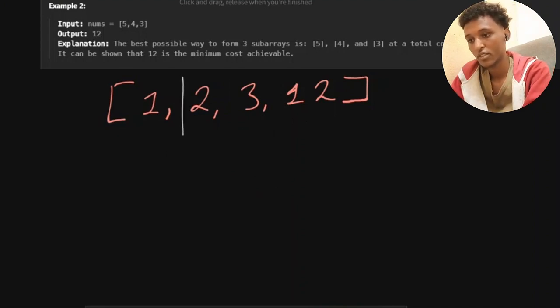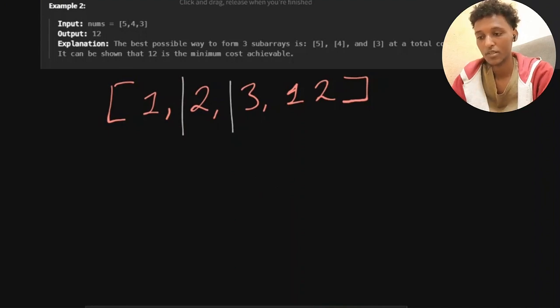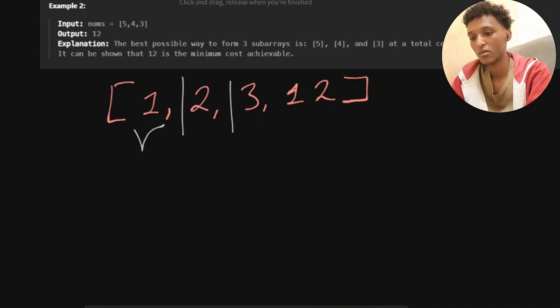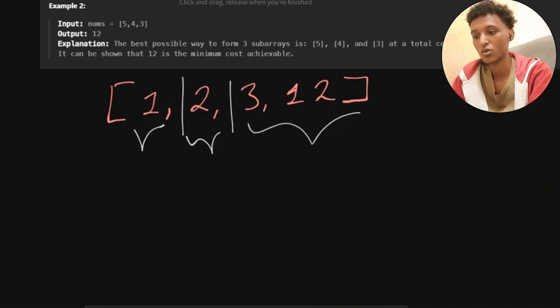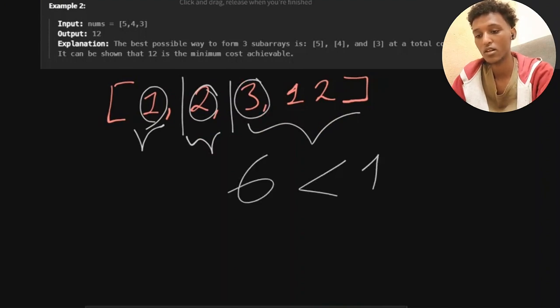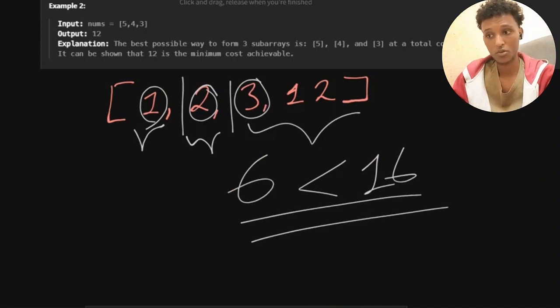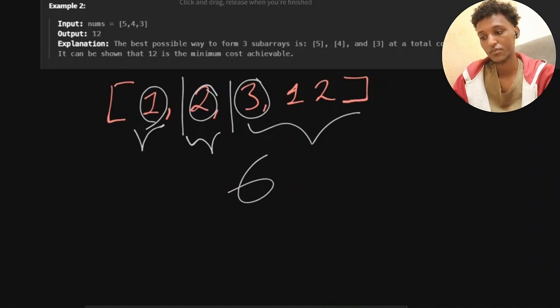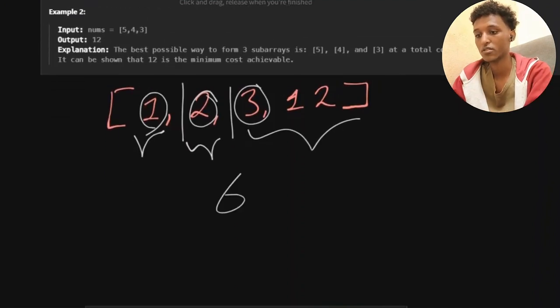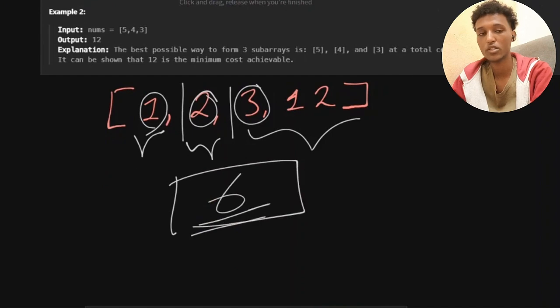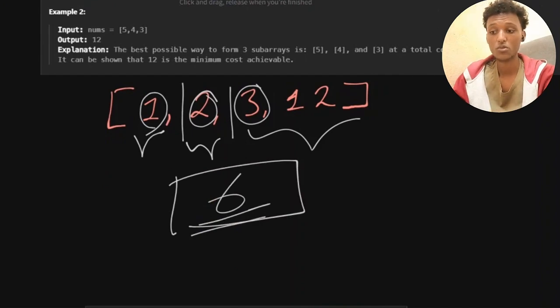Okay, what if I partition the array like this? If I partition the array like this, the partitions would be this one, this one, and this one. So the cost would be 1 plus 2 plus 3, which is equal to 6. It is less than 16. So I found a more optimal way, or the minimized cost of partitions. So I can partition the array in this manner, and the minimum cost would be 6. So we need to return this minimum cost, which is 6.